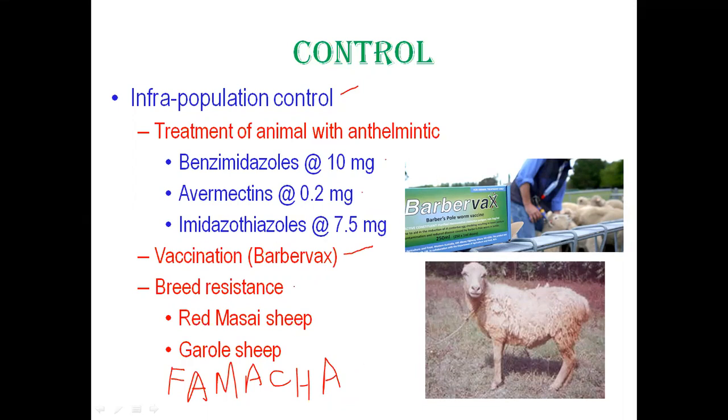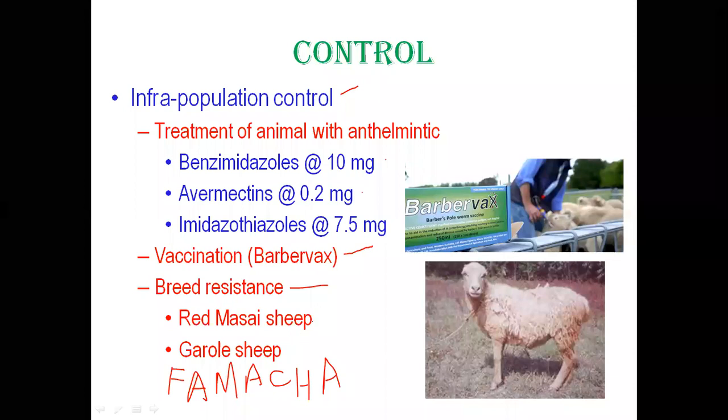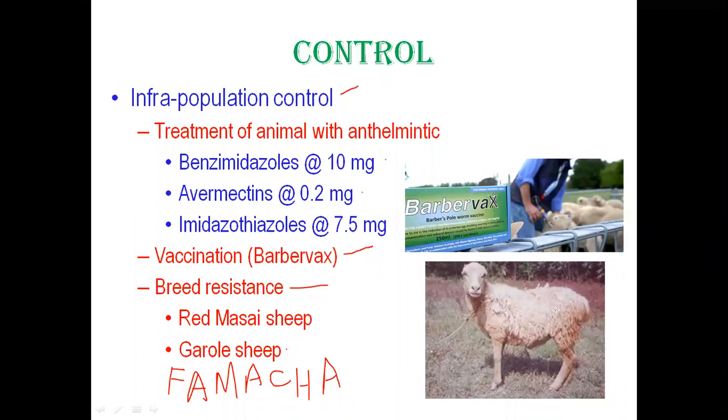Apart from that, in recent years, there are some breeds of sheep, known as red Maasai, which is present in Africa, and in India there is one sheep known as Garol, which this is the Garol sheep, which are comparatively resistant to Haemonchosis. That's why they said let's try to explore the germplasm of this Garol sheep and infuse it in some other sheep, and all these breed resistance studies are going on.